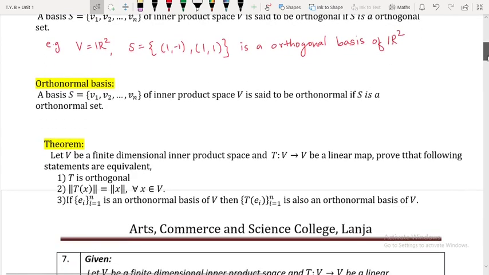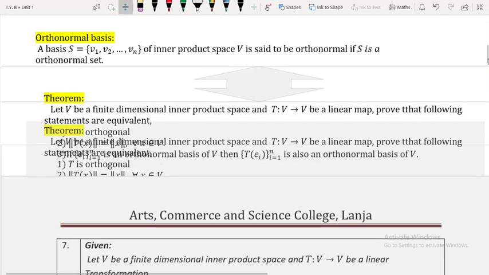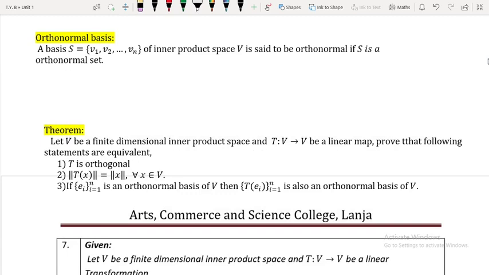Okay, now let us go for the definition of orthonormal basis. A basis is said to be orthonormal if it is an orthonormal set. So what is the meaning of it? If I want to give an example again, if I take V to be equal to R2, then S is equal to what? Just now whatever we have seen, 1 upon root 2, minus 1 upon root 2, and 1 upon root 2, 1 upon root 2, is an orthonormal basis of R2.